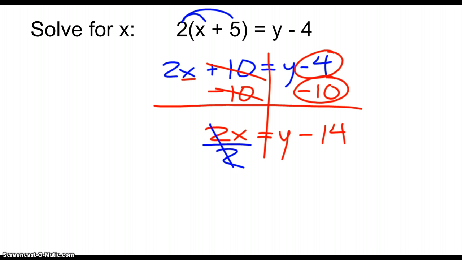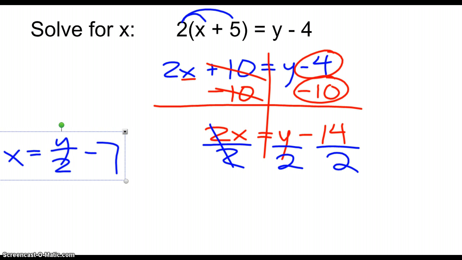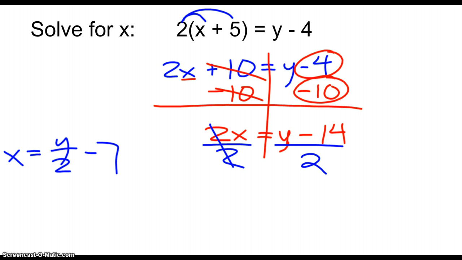And in order to solve for x, we'll divide by 2 on both sides. You can do this one of two ways. You can divide each term by 2 and get x equals y over 2 minus 7, because 14 divided by 2 is 7. So that's one possible answer. The other way that we can do this is to take the whole quantity, y minus 14, and divide it by 2, just like this. So you could leave your answer also as x equals y minus 14 all over 2.